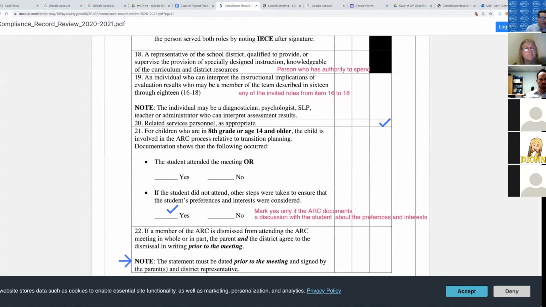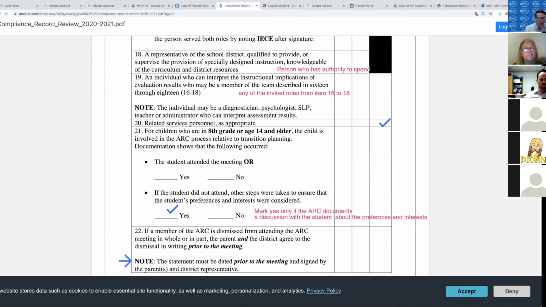Okay. It's easier to have them there and say, we discussed the ILP. We discussed what the preferences and interests are. And we discussed with that student what coursework they need to be taking in order to get on that path. So we really are starting at the 8th grade to work toward filling out that multi-year course of study in an appropriate manner based on their preferences and interests.